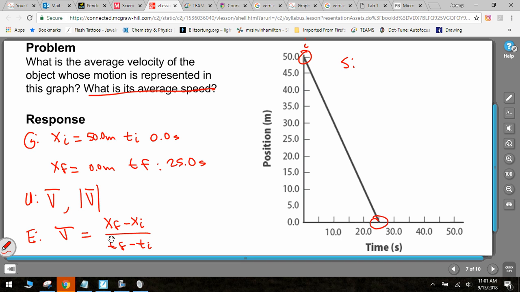So then we can go to solve. Well, x final was 0 minus x initial was 50 over t final was 25 minus t initial was 0. So that's 50 divided by 25, right? Well, negative 50 divided by 25. Sounds like I'm going to get negative 2.00 meters over seconds. Okay, well, what does this negative represent?